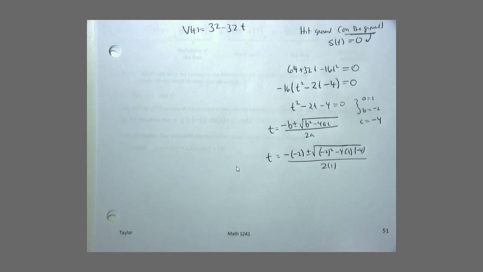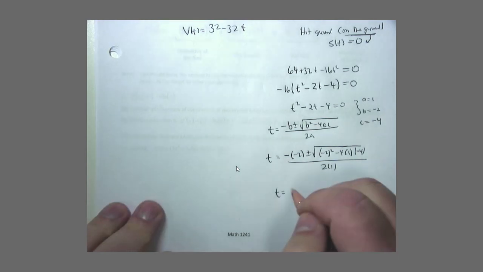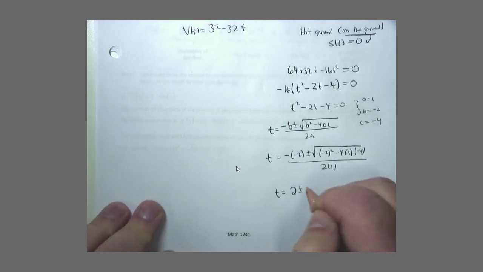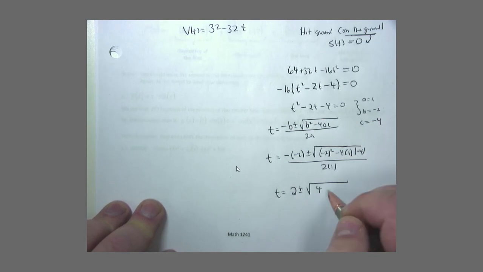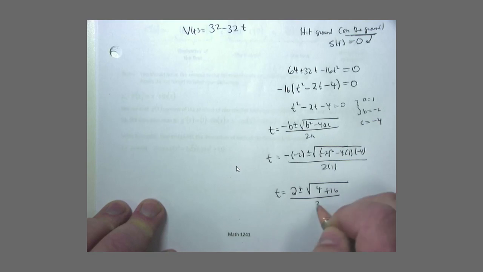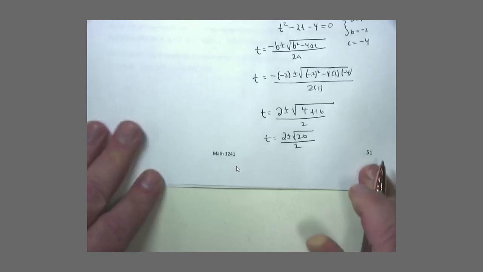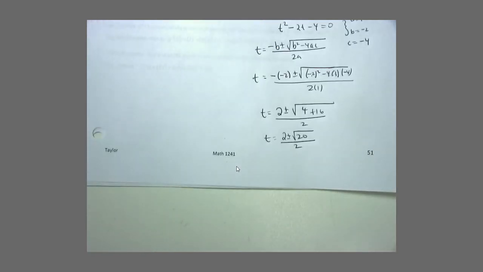Crunch your numbers. t is equal to 2 plus or minus the square root of negative 2 quantity squared, which is 4, minus 4 times 1 times negative 4, which is a plus 16, divided by 2. So t equals 2 plus or minus the square root of 20 divided by 2. You can clean them up if you want to.